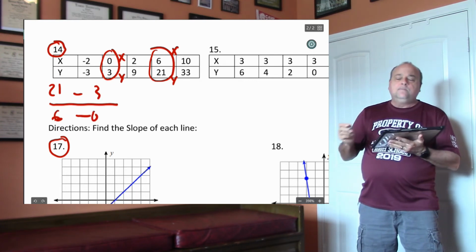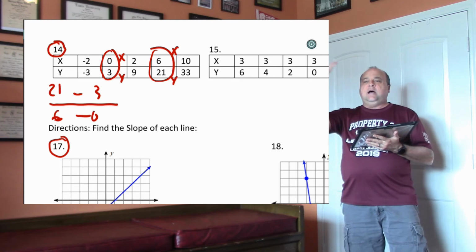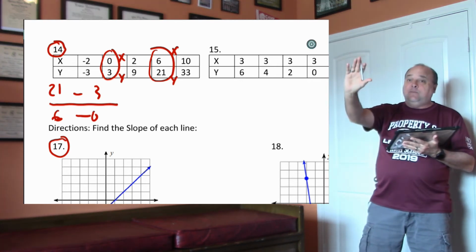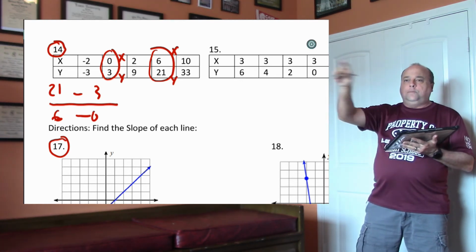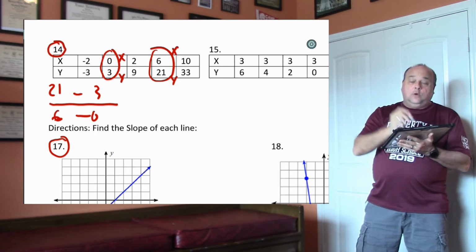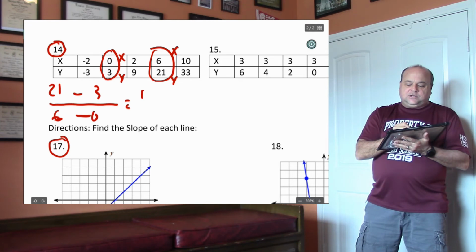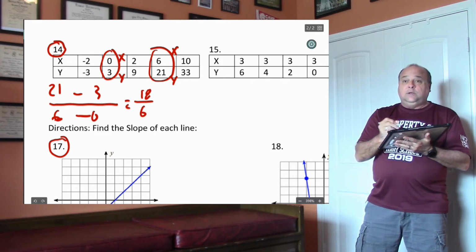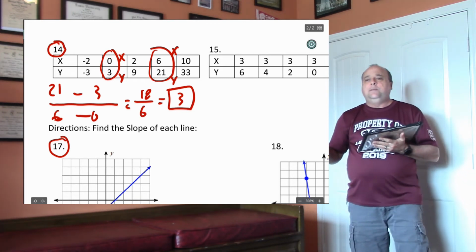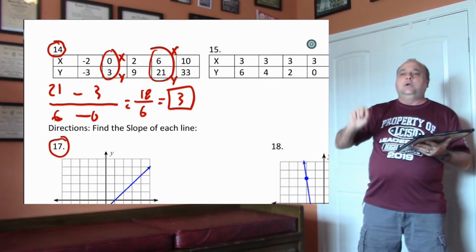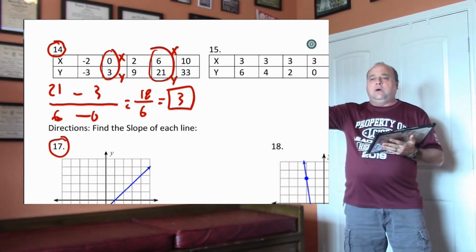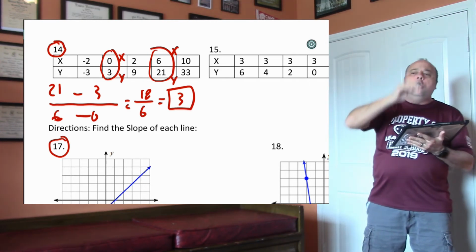Piece of cake, huh? So just put your y's on the top, put your x's on the bottom, put them in the same order. No matter which 2 ordered pairs you pick, you're going to get the same slope because it's a constant rate of change. 21 minus 3 is 18, 6 minus 0 is 6, 18 divided by 6 is 3. The slope of this table would be 3, which means the line would go up 3, right 1, up 3, right 1.